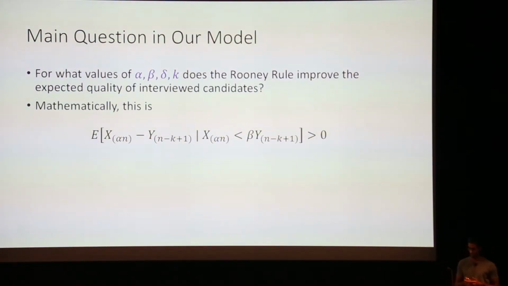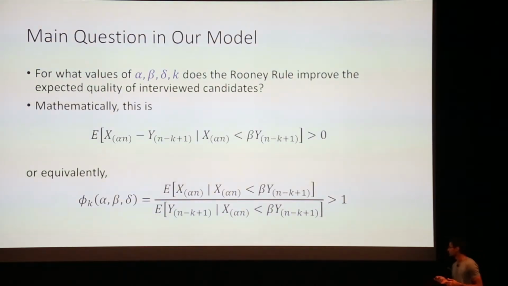Okay? And I'm going to reformulate this in a way that makes it a little easier for me to work with, which is just going to be the ratio in their expected qualities. Okay? Whenever this is bigger than 1, the better thing to do for my utility was actually to interview this x candidate as opposed to the kth best y candidate.